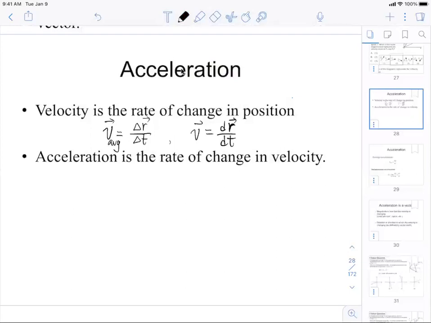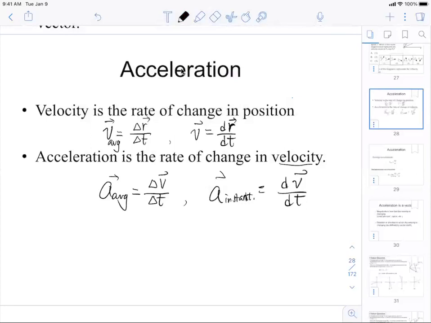Using the analogy, we can write that acceleration is a rate of change in velocity. So instead of dr, it is dv over dt, and likewise for average acceleration and instantaneous acceleration at any instant, it is dv over dt. I'm doing this in pure analogy to velocity with respect to position and acceleration with respect to velocity. Here you can think of how fast my velocity is changing, and this is talking about how fast my position is changing. One gives you velocity, the other gives you acceleration.